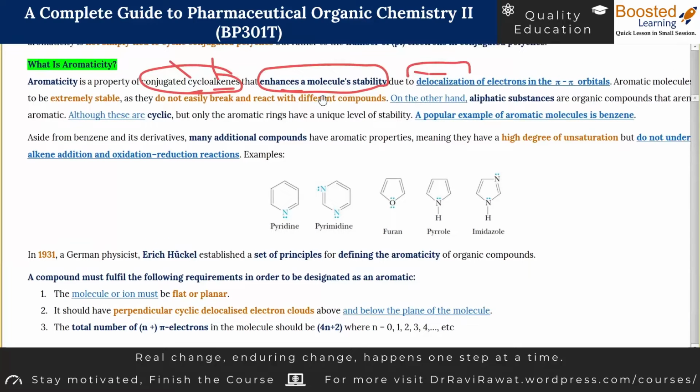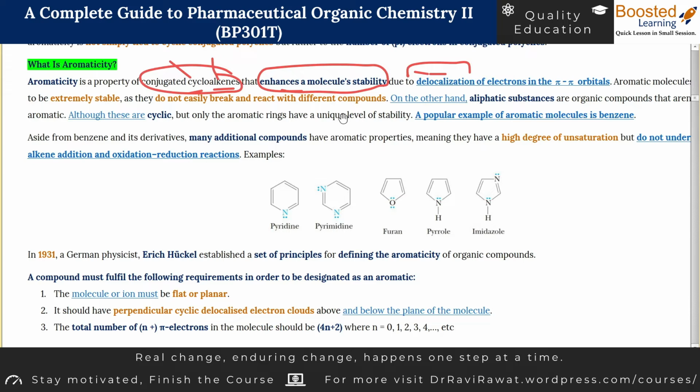I hope you have understood the term that aromaticity does not simply mean having good smell. In fact, it is a big property of conjugated cycloalkenes which have more stability with them, and this is because of delocalization of electrons. The same delocalization which we have seen in benzene would be observed in all the aromatic compounds. So this gives the molecule more stability and they do not react with different compounds that easily that any alkene would react.